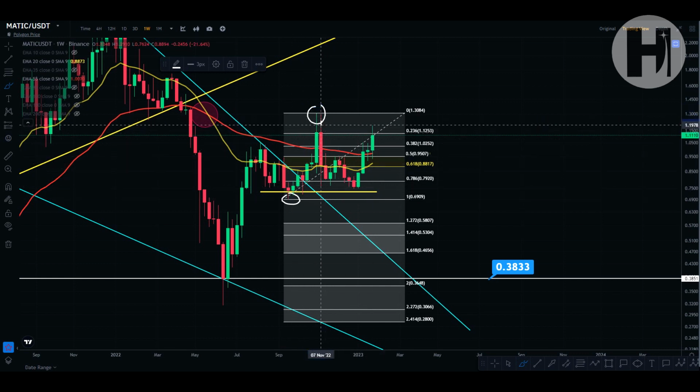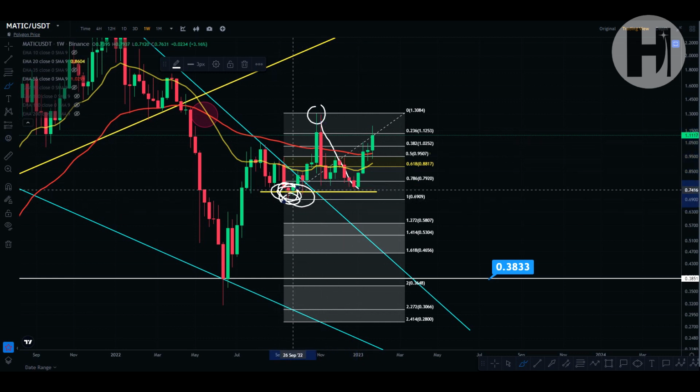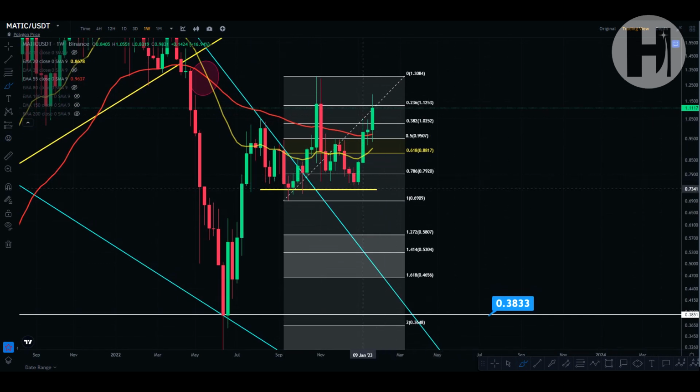So as you can see, we started retracing down, and I thought we were going to at least backtest the yellow support trend line that we backtested here in September. That did not end up happening. This would have been a very good entry point at the yellow trend line. That didn't end up happening.